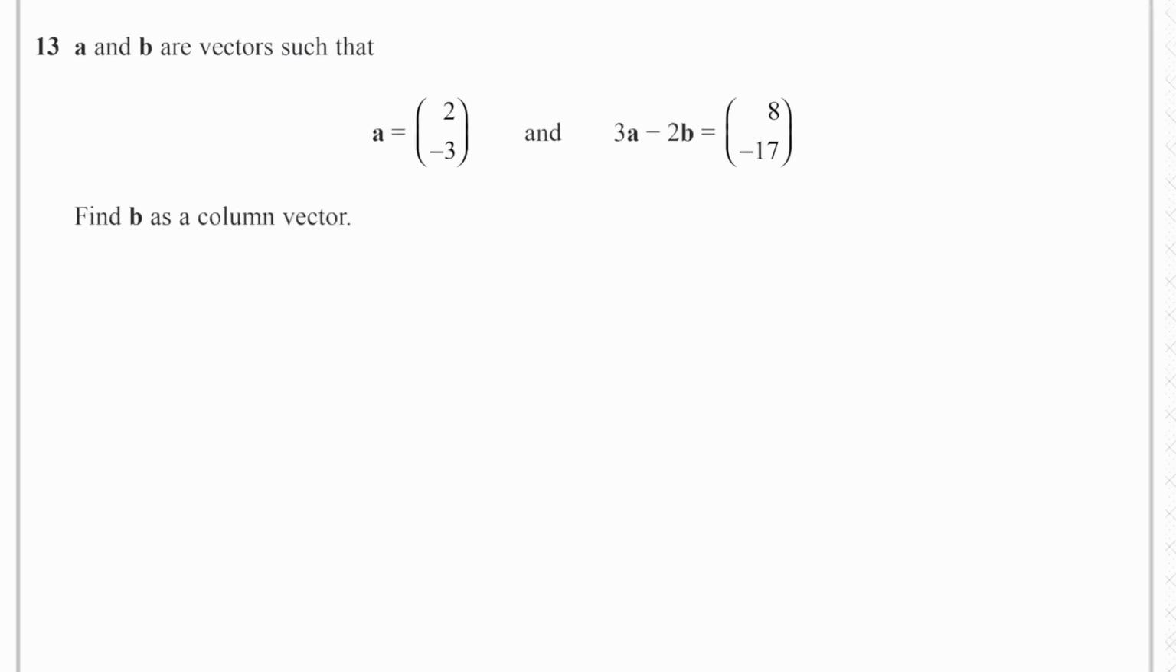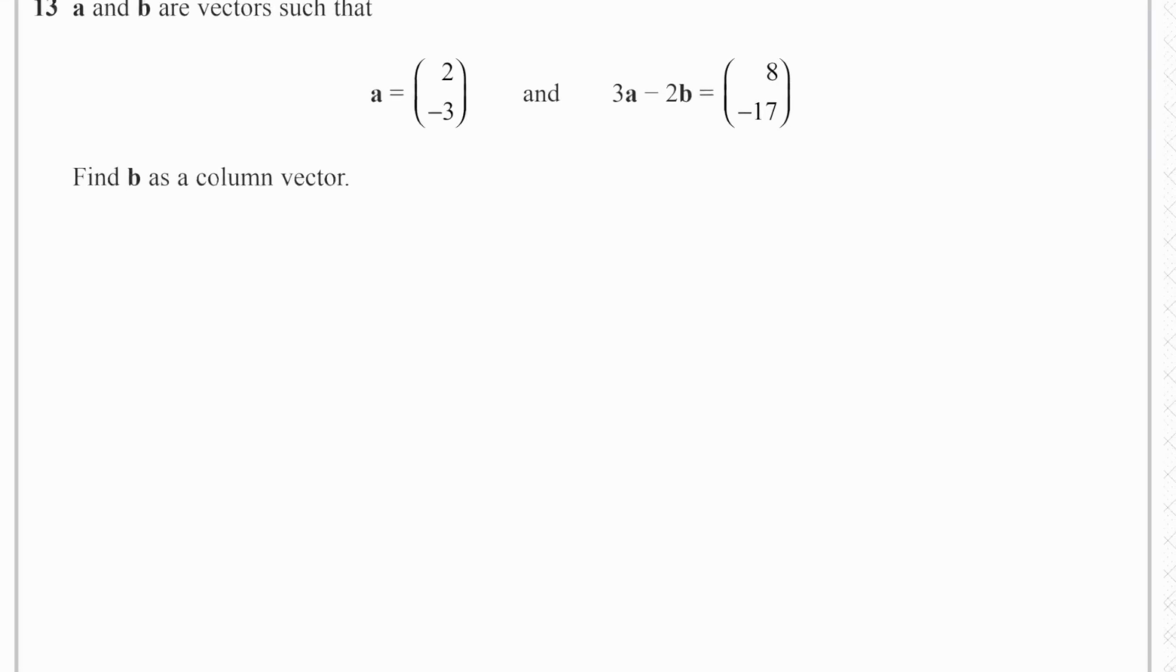A and B are vectors such that A equals (2, -3) and 3A minus 2B is (8, -17). Find B as a column vector. So vector multiplication is very similar to normal multiplication, to be honest. And so this is basically an algebraic question. So we have A is 2 and minus 3. So therefore 3A is going to be equal to, you just multiply both by 3. So this becomes 6 and this becomes minus 9. And that minus 2B is going to be equal to (8, -17).